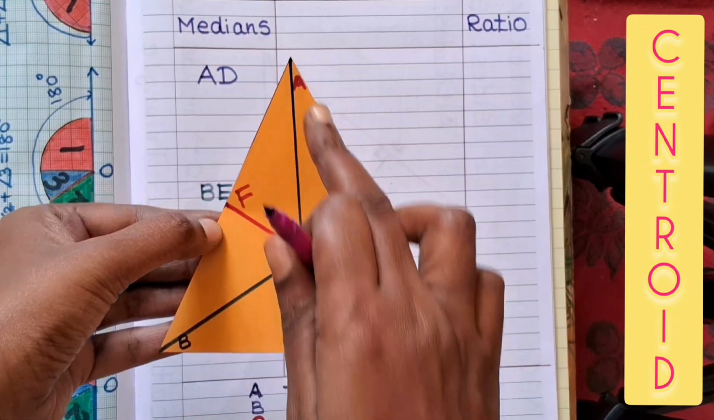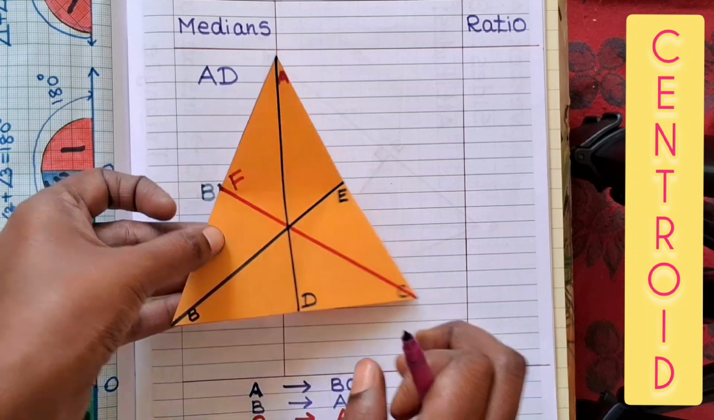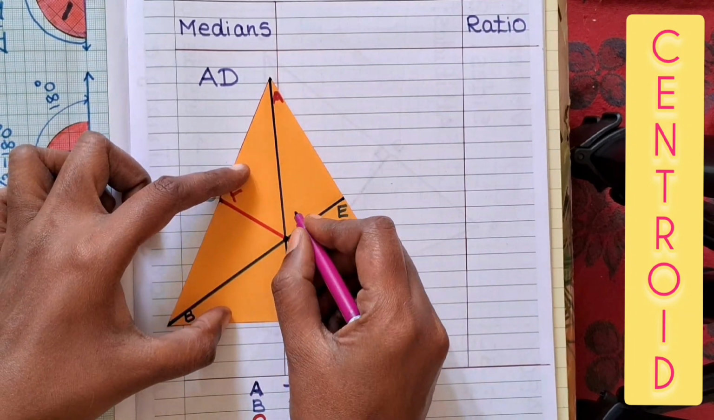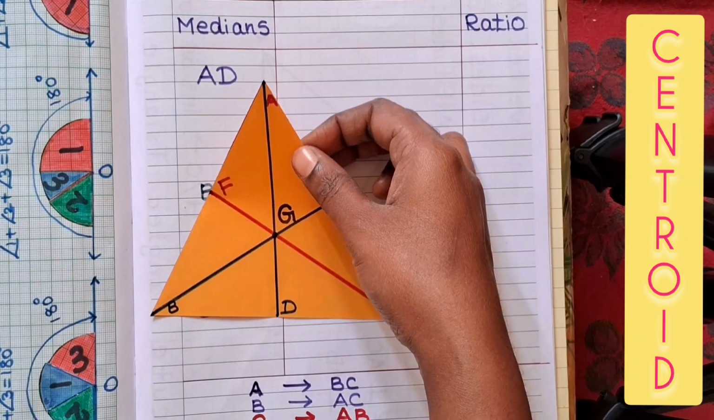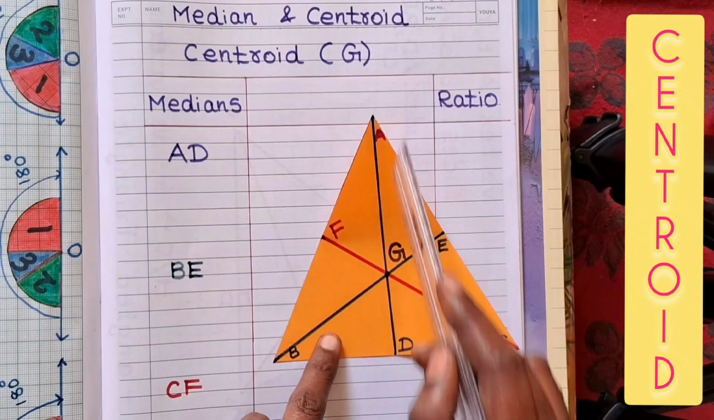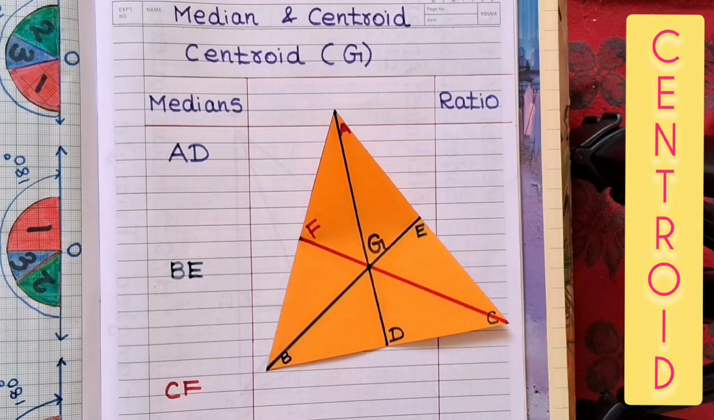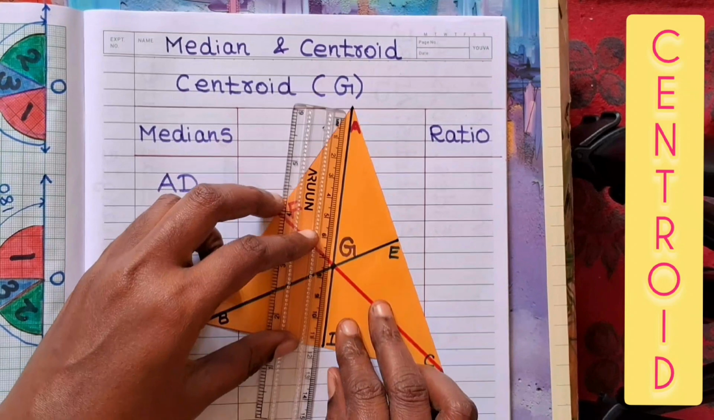AD, BE and CF are the three medians. All three medians of a triangle pass through the same point and the point of concurrence is called the centroid of the triangle. Now we are going to verify the centroid of a triangle divides each median in the ratio 2:1. The centroid of the triangle is denoted as G.